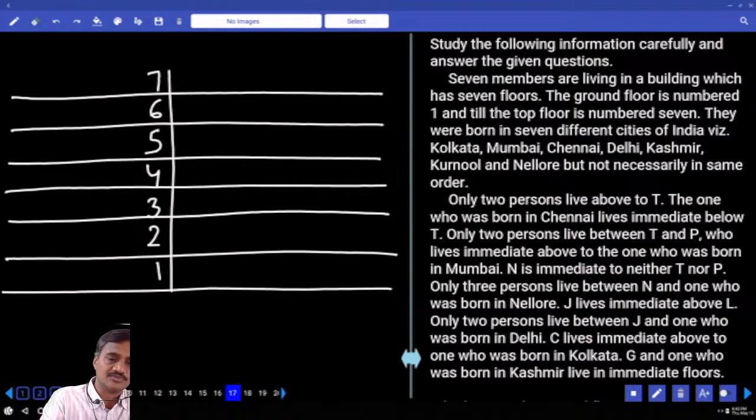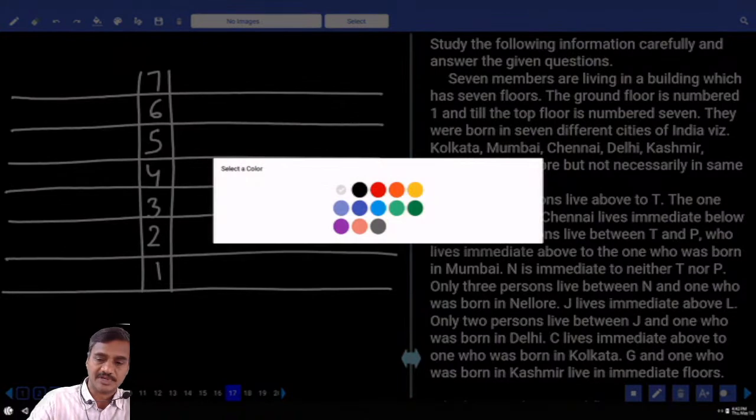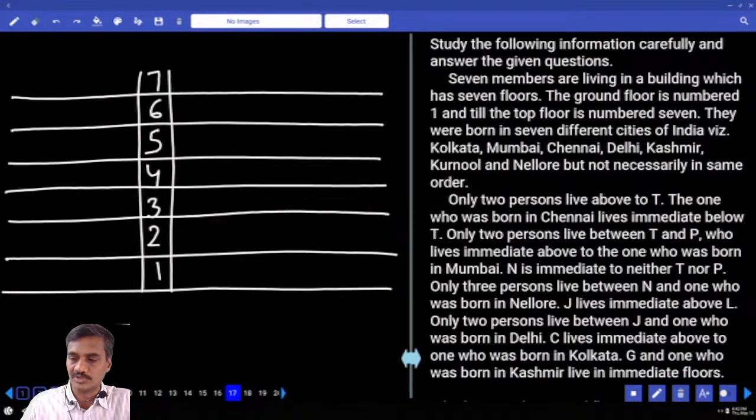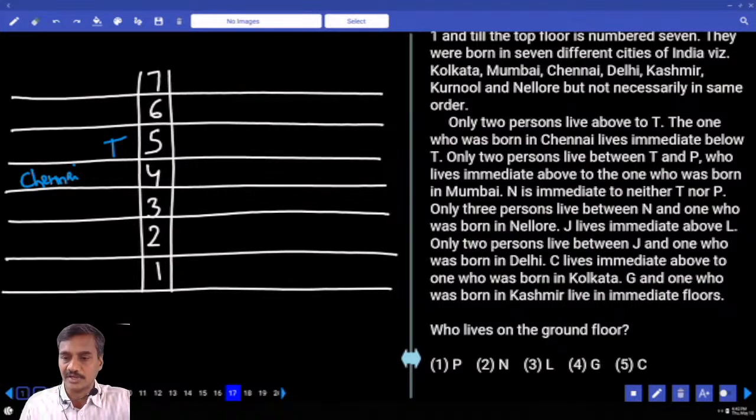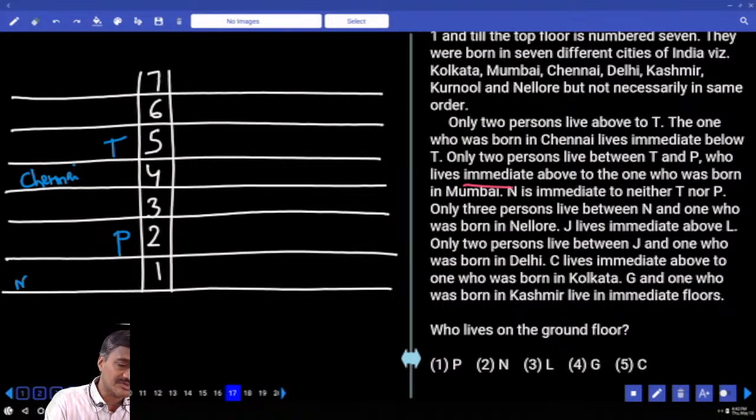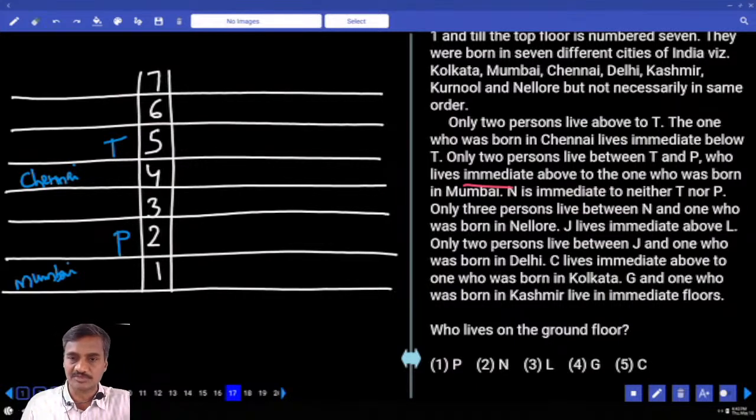Then coming to condition number 1. According to condition number 1, only 2 persons live above T. Above T, how many persons are there? Only 2 persons. And T is on the 5th floor. The next one, the one who was born in Chennai lives immediately below T. The one who belongs to Chennai must be on the 4th floor. Next, only 2 persons between T and P, so P must be on the 2nd floor. P is immediately above the one who was born in Mumbai. The one who was born in Mumbai must be on the 1st floor.